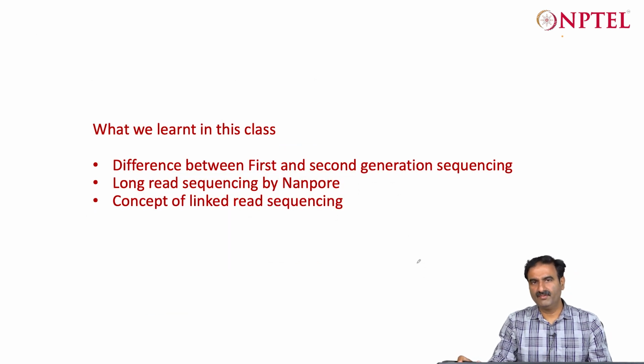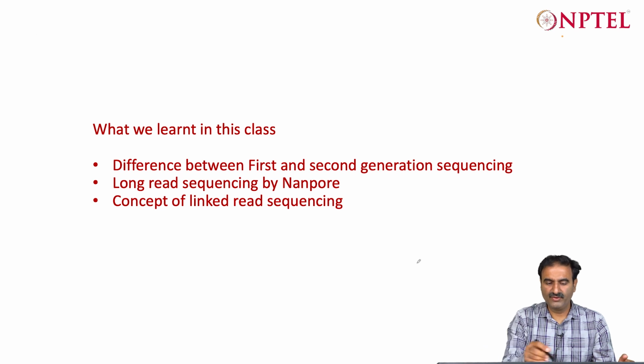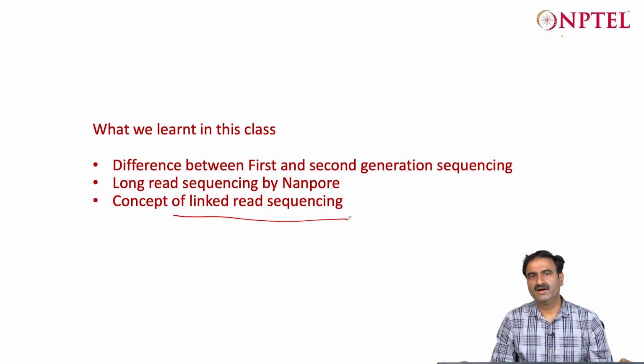In this class we looked at newer and older sequencing technologies, a comparison of them, okay. How nanopore is different from Sanger, Illumina, ion torrent or pyrosequencing, right. We also looked at the concept of linked read sequencing, where you differentially label or barcode each fragment, and then use that for assembly, okay.